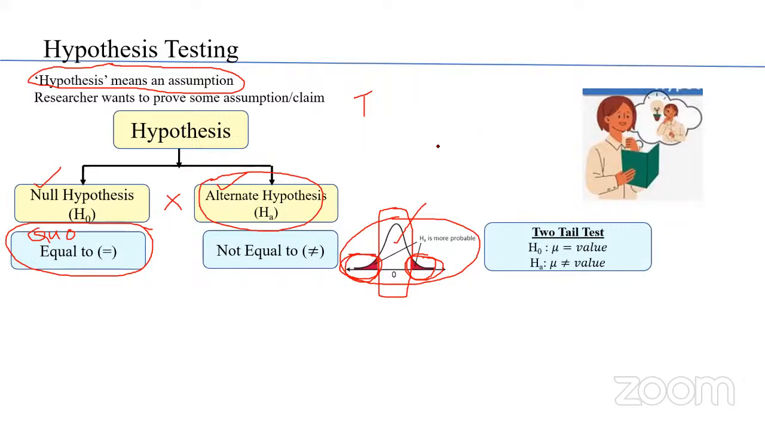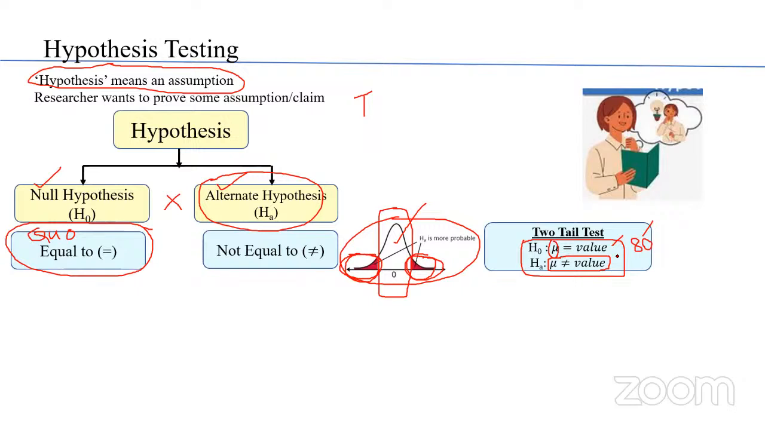Yes, sir. Yeah, fine. So in two-tail test, we'll have these two things. We will assume that the population mean is equal to a certain value, maybe 80, 90, 100 according to the problem. Say the mean value is 80. The alternate hypothesis tells that the population mean is not equal to 80. It might be less than 80 or greater than 80.